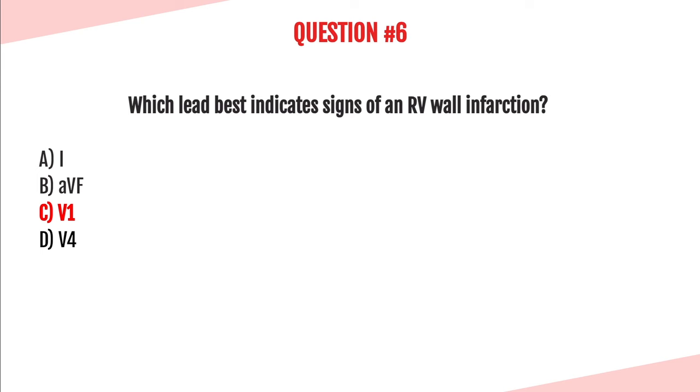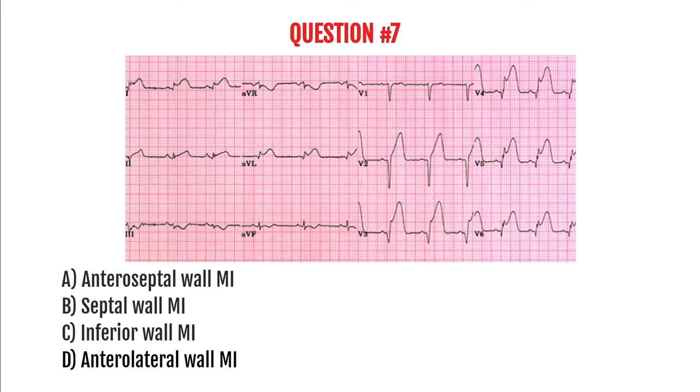Question number 7. What are we looking at here? Is this A, an anteroseptal wall MI, B, a septal wall MI, C, an inferior wall MI, or D, an anterolateral wall MI? Where are we going to start? We are starting with 2, 3, and AVF, which is our inferior wall here. Looks like maybe a wee bit of elevation in that second lead, but we do have ST depression in lead 3, and AVF looks fine, but we're not going to worry too much about that since there isn't ST elevation in 2 contiguous leads.